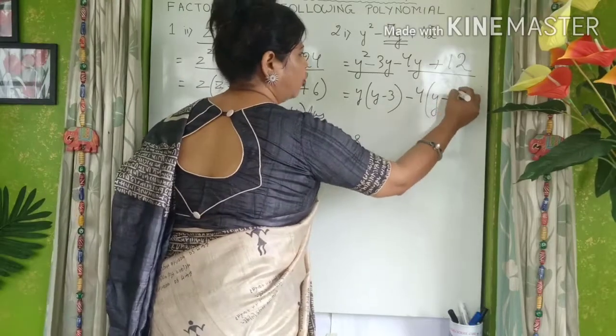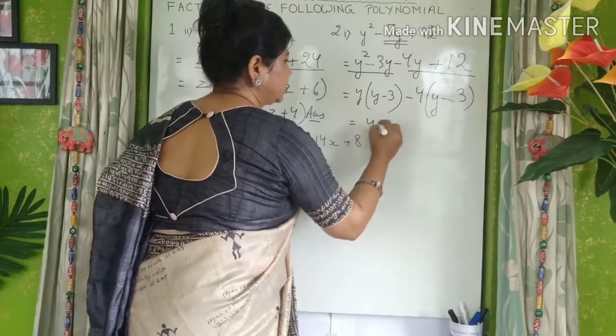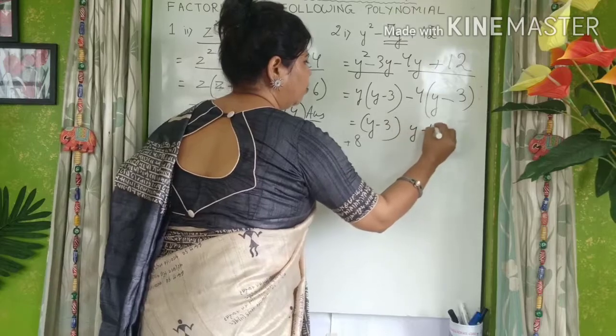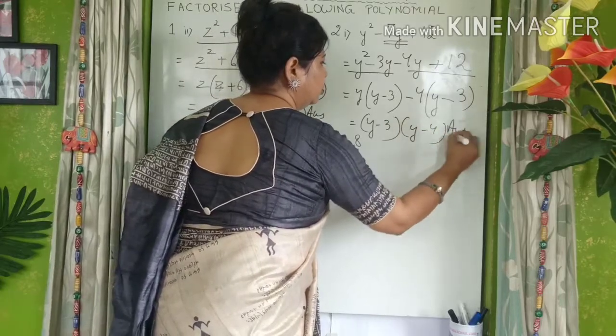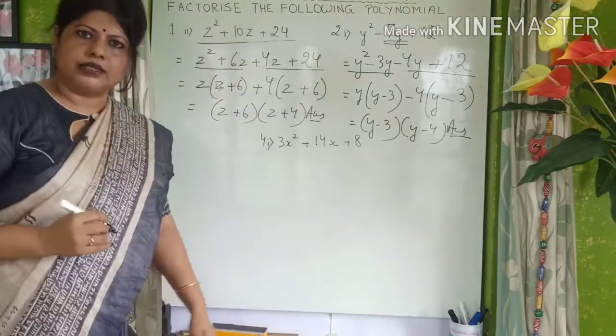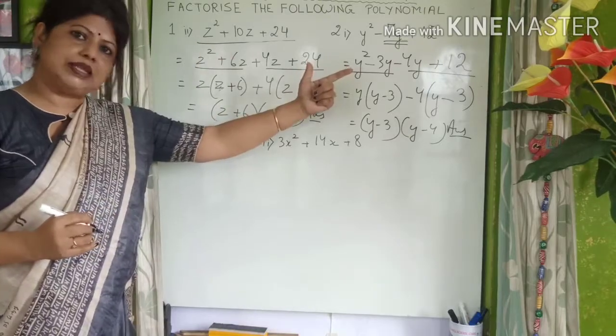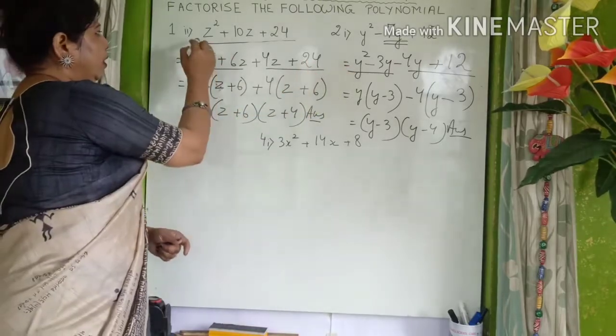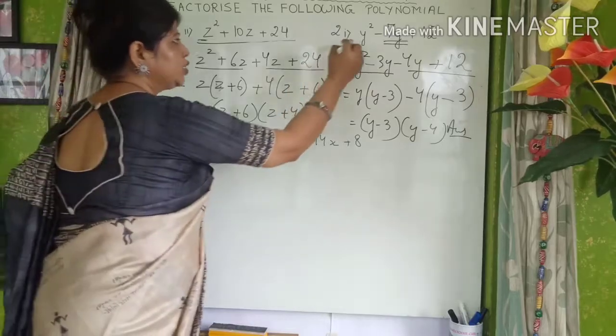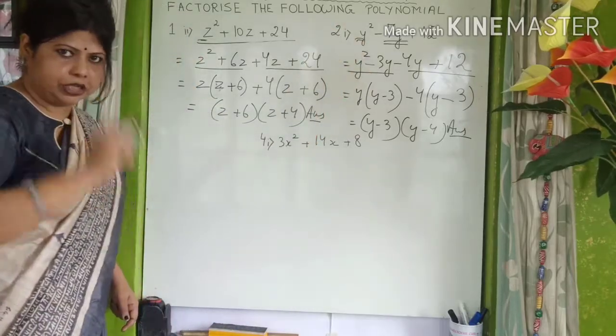So minus and 4 3s are 12. So my answer, y minus 3 and y minus 4. That is your answer. Followed? These two questions were the same type. Here, the numerical coefficient was 1, the numerical coefficient of the first term.